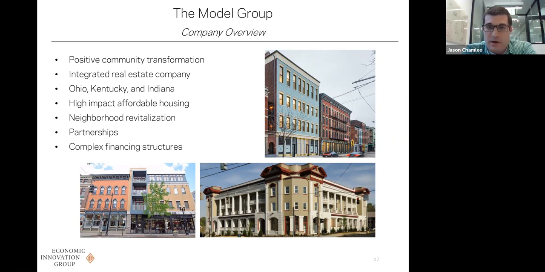Obviously, everything I discussed are tools we use regularly. The affordable housing tax credit and historic tax credits have played a very significant role here in Cincinnati and broadly across Ohio. New markets tax credits, as well as some of the other tools we're familiar with: tax increment financing, CDBG resources, HUD resources, and obviously what we're going to talk about today, opportunity zone resources.